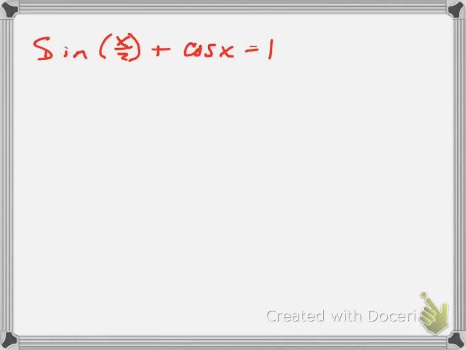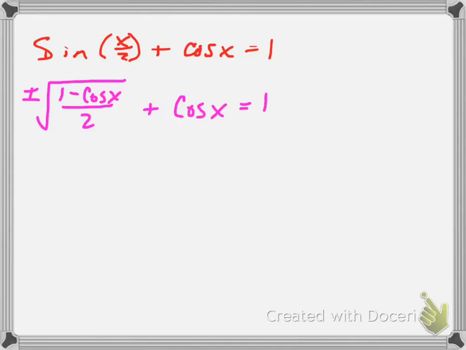I will replace the sine of the x over 2 with plus or minus. Okay. So his suggestion is replace sine of x over 2 with the formula for half angle. Okay, you can do that. So I have plus or minus the square root of 1 minus cosine x over 2 plus cosine x equals 1. Good. One step, and I have all cosines and all x's.